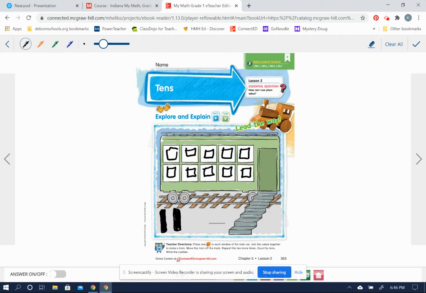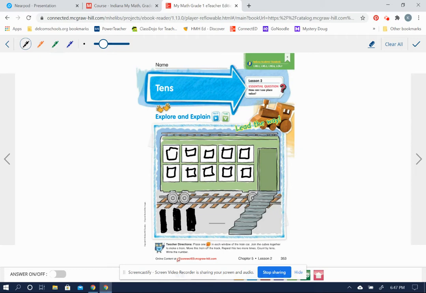Okay, and so then if we put another set of 10 cubes on here and connected them one more time, then we would have this many cube trains. Okay, how many tens is that? Count with me. 1, 2, 3. 3 tens is what we have.